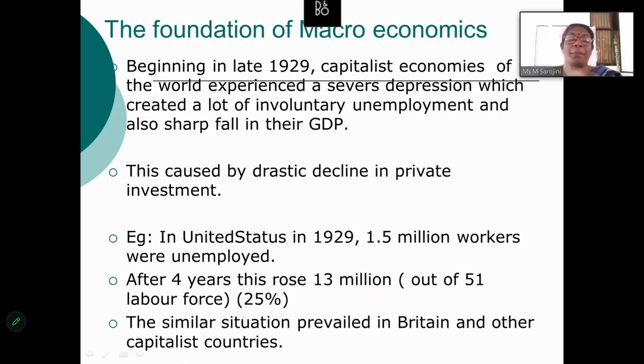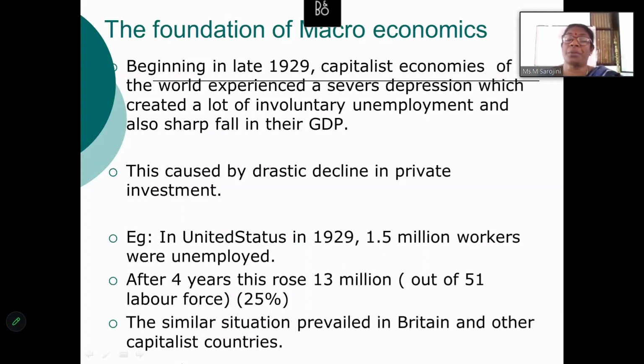Likewise, this is a very simple example, but the 1930s incident was a very huge one. This was caused by a drastic decline in private investment. Once there was a sharp fall in the GDP, continuously there is a reduction in private investment. What happened when the private investment decreased? What happened?